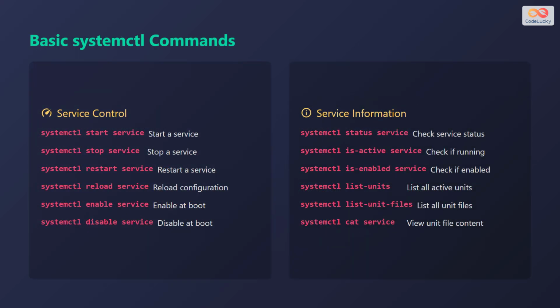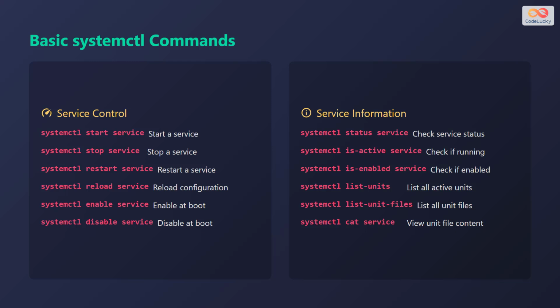The systemctl command is a core utility for managing systemd services. Here's a breakdown of some essential commands. For service control, systemctl start service is used to start a service, systemctl stop service to stop a service, systemctl restart service to restart a service, systemctl reload service to reload a service's configuration, systemctl enable service to enable a service to start at boot, and systemctl disable service to prevent a service from starting at boot.